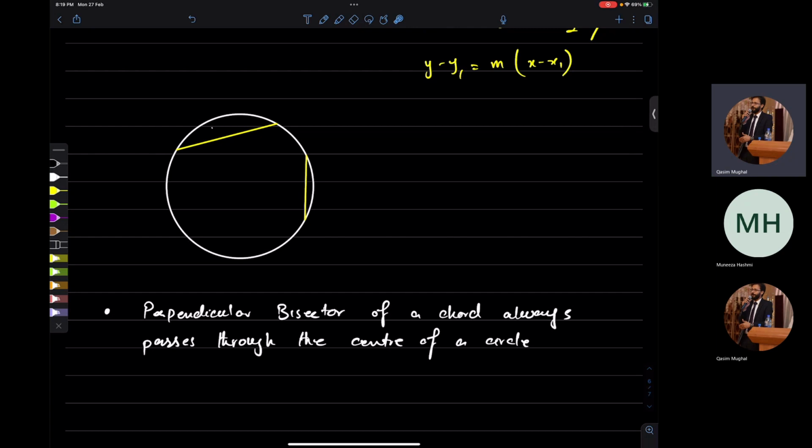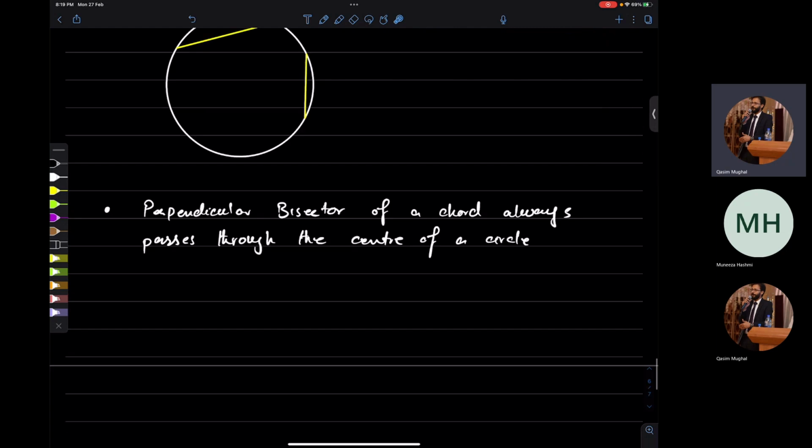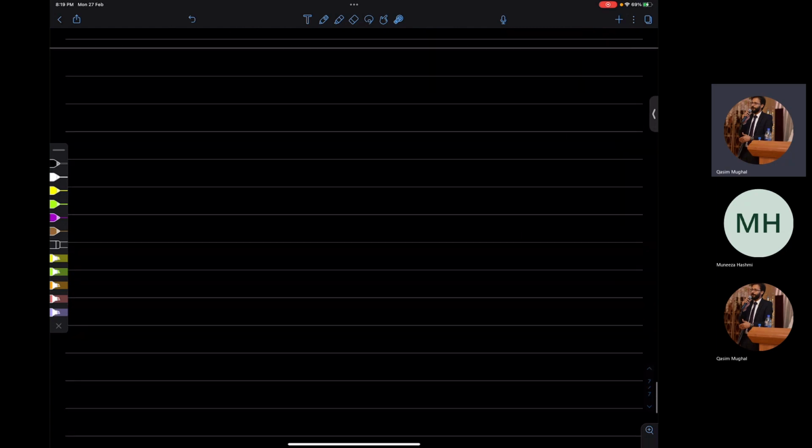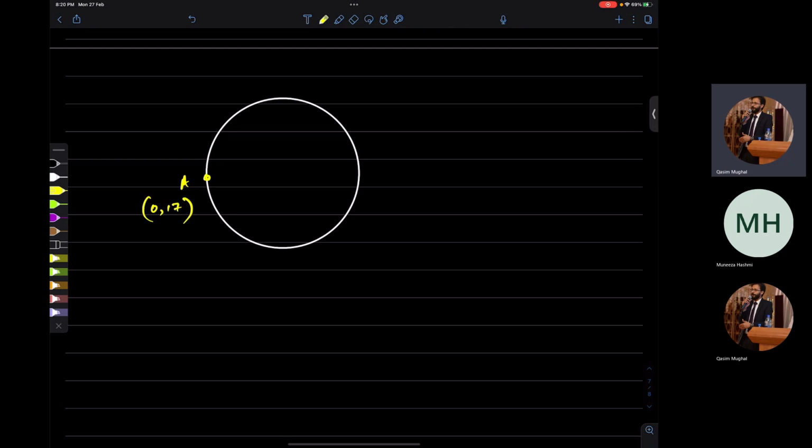How we can work out the equation of a circle: for example, if the examiner gives you points on the circumference of the circle. Let me draw a circle here. I'll be using the same concept which I've just discussed, and we'll see how we can work out the equation of the circle. Let's say we've got a point A whose coordinates are (0, 17). And let's say we've got another point on the circle, over here, and it's (8, 13).